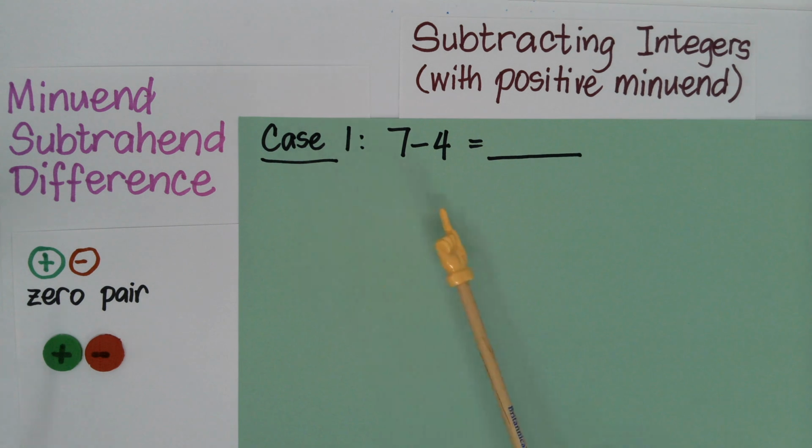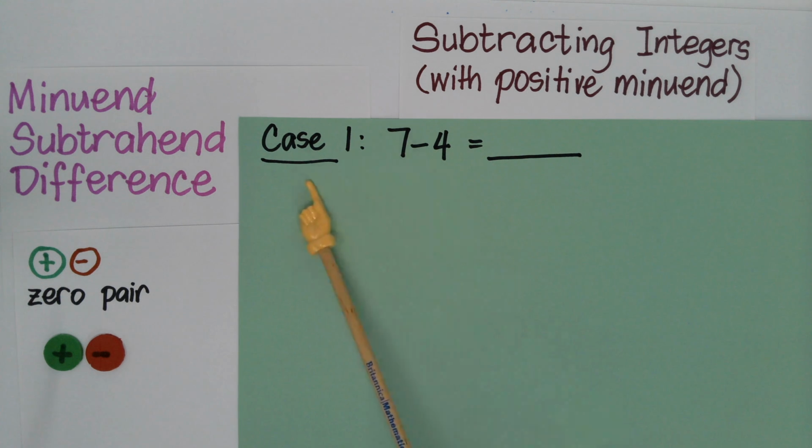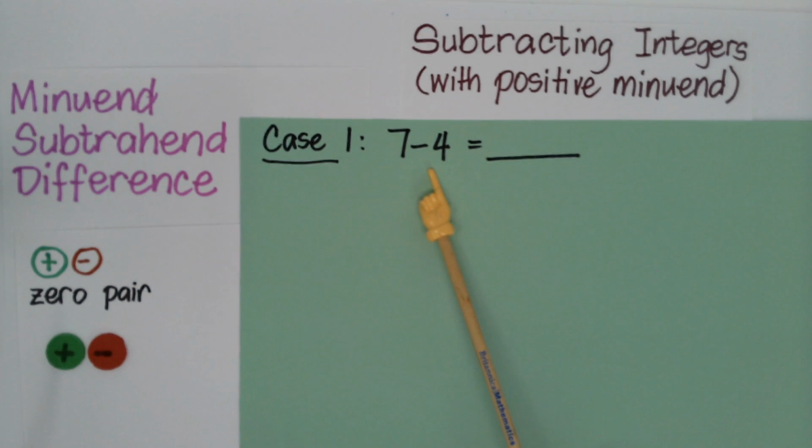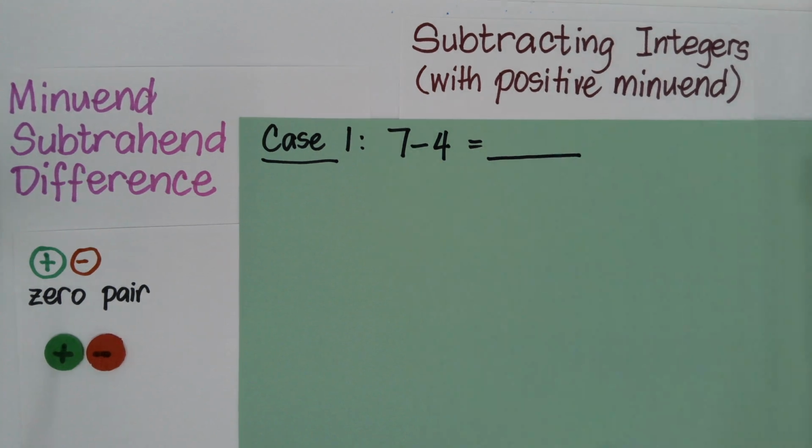There will be 4 cases that I will discuss, and all of the 4 cases will have a positive minuend. So the subtrahend will vary between positive and negative. Let's start with the first case. In this case, we have a positive 7 minus a positive 4. So we are subtracting a positive number from a positive number, and this subtrahend is less than our minuend.